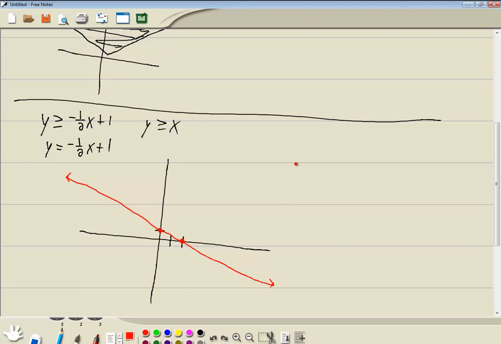Now let me officially write that out. We're picking a test point, and we're picking the origin here, 0, 0. Plugging that in here, we get 0 is greater than or equal to negative 1/2 times 0 plus 1, and this is a question mark. Negative 1/2 times 0, 0 plus 1 is 1. If that's true, then we'd shade the side where the test case falls. Well, 0 is not greater than or equal to 1. That's false, so we shade the other side. Instead of shading the side where my test point fell, which was right here, we shade the other side.